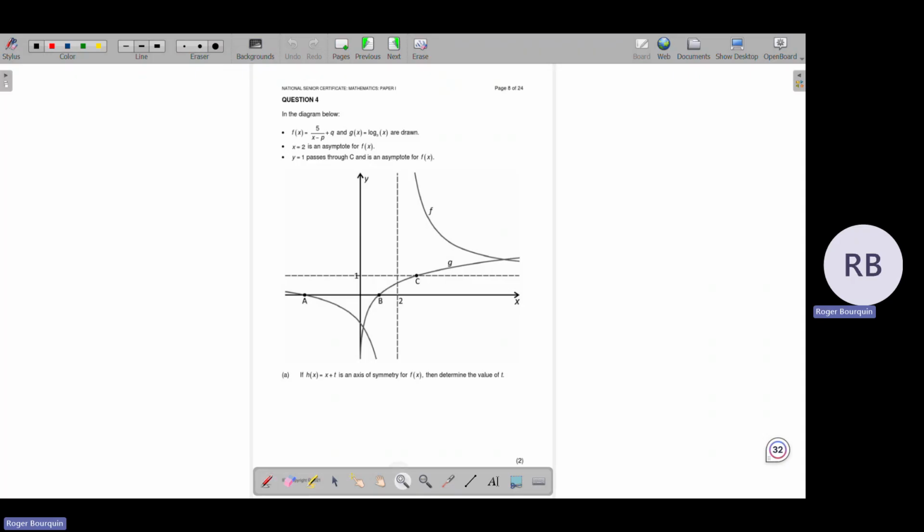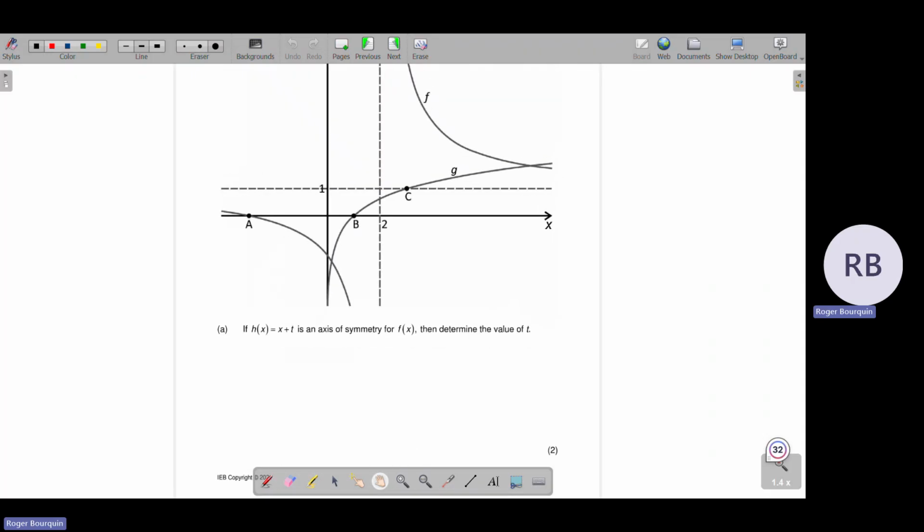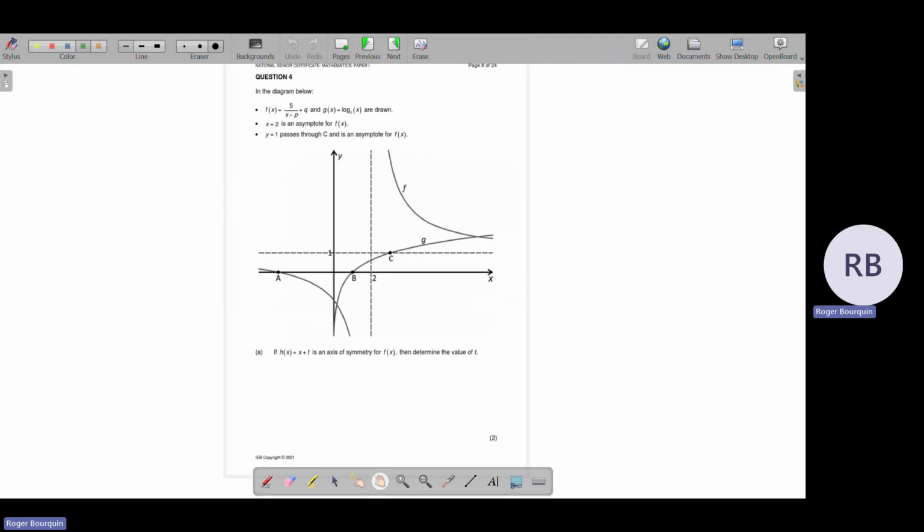So the first thing I would do in graph questions is highlight the different graphs, right? It says in the question, you've got a hyperbola which is f of x is 5 over x minus p plus q. So the first thing I would do, where is my hyperbola? It's there, and it's over here, and there are the asymptotes of the hyperbola. And then you've got a log graph, which is over here. It's very easy when you've got more than one graph on a set of axes to start mixing up your graphs. So I would do that first.